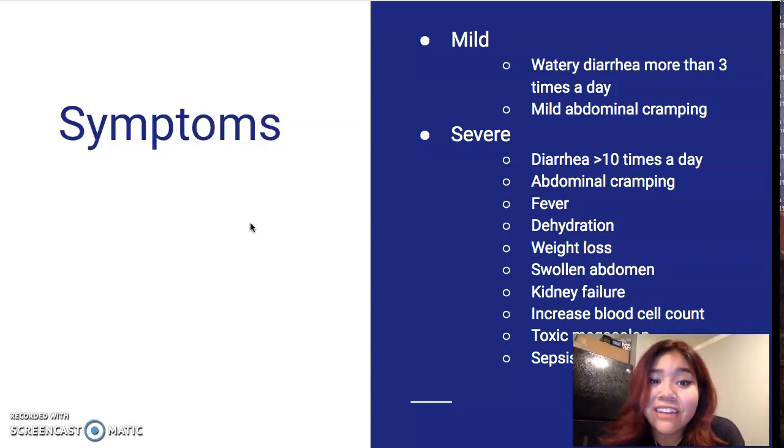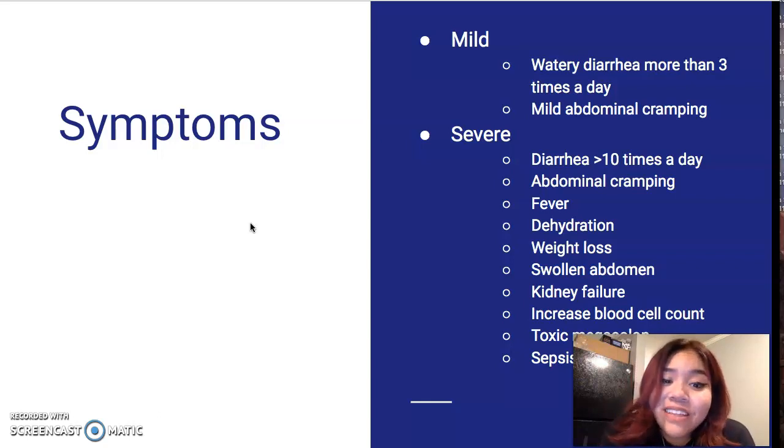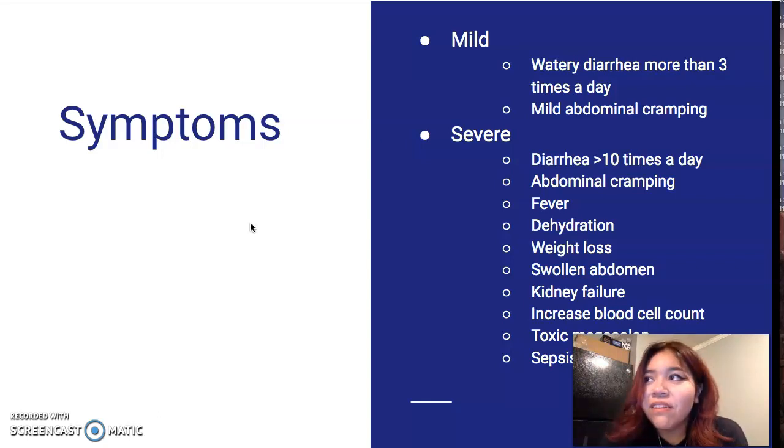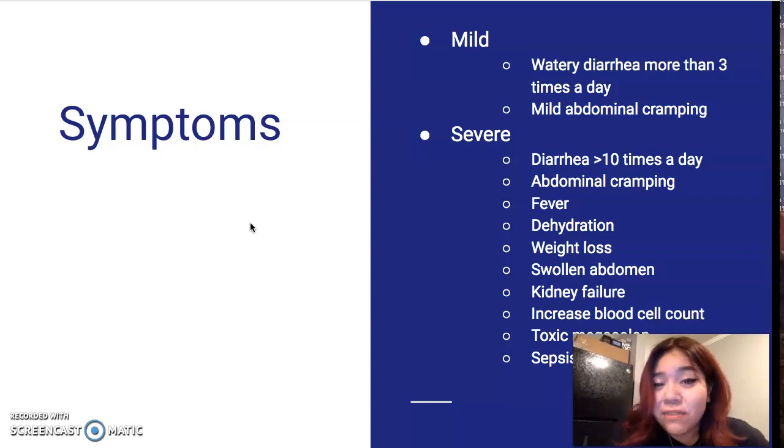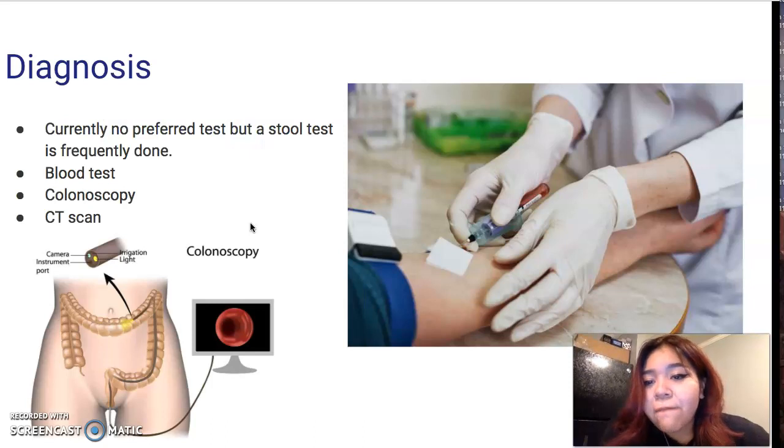So you get dehydrated and you lose weight, water weight, and your abdomen gets swollen, your kidneys start failing, and you have an increased blood cell count. Your body is just trying to deal with it. And you might go into sepsis too. And they're just more stronger symptoms, you know?